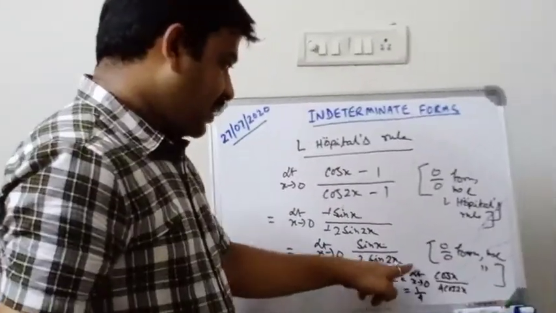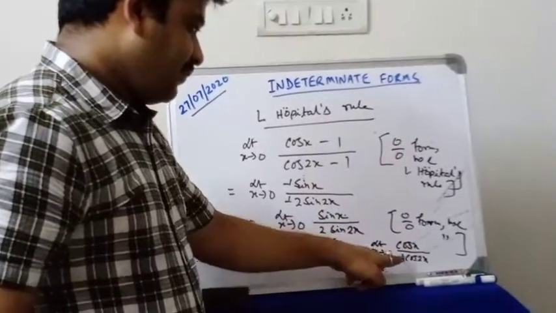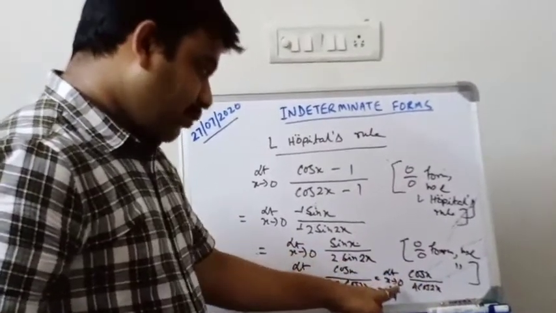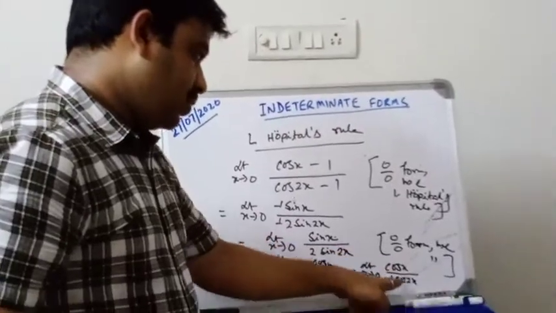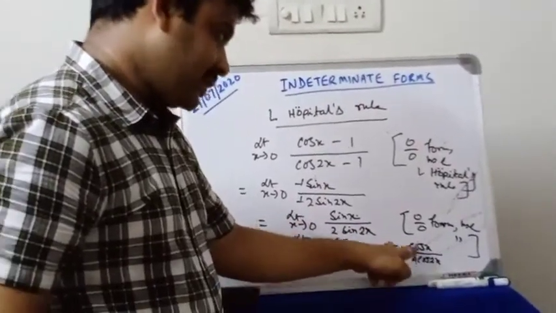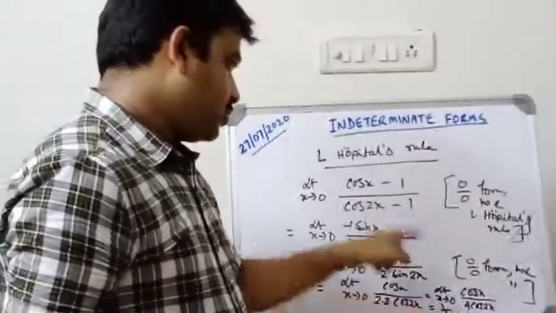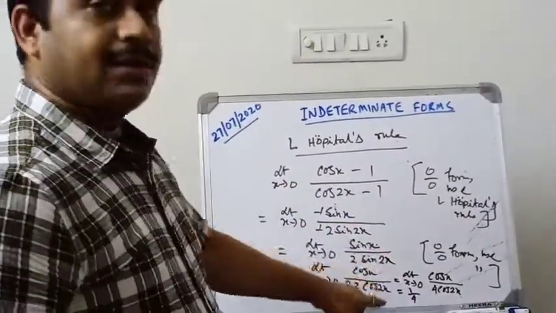So finally it is coming limit x tends to 0 of cos x by 4 cos 2x. Now if I put the value of x as 0 here, cos 0 is 1, here also 1, but here it is 4, so it is coming 1 by 4. So the answer of the sum is 1 by 4.